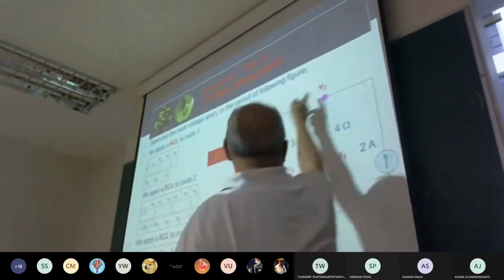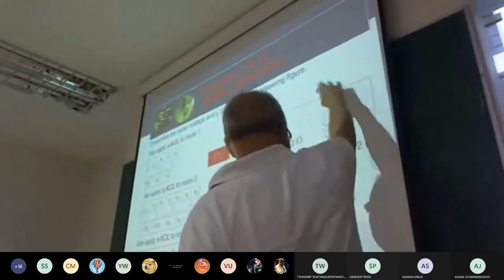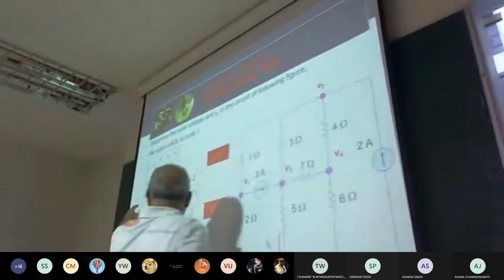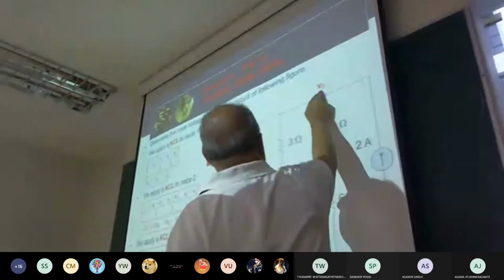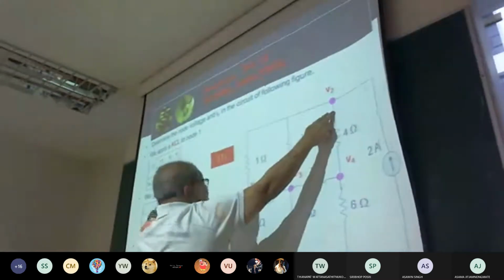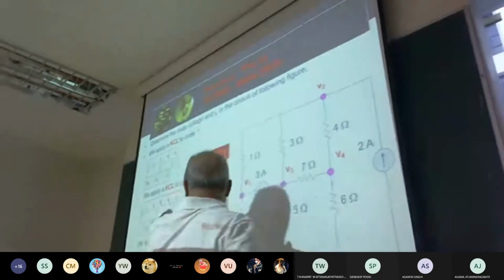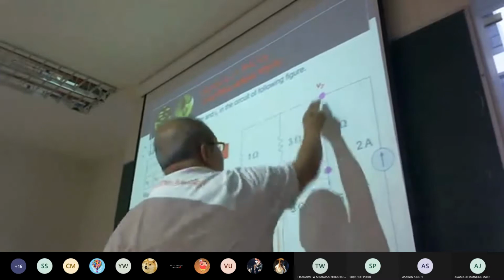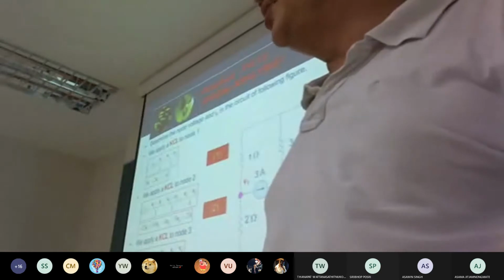Now for node 2, how many branches connect to it? 1, 2, 3, 4, right? 1 connected in, equal to 2 amp. 3 connected out: V2 minus V1 divided by 1, V2 minus V3 divided by 3, and the last connected out is V2 minus V4 divided by 4. Does it match your understanding and your equation or not?